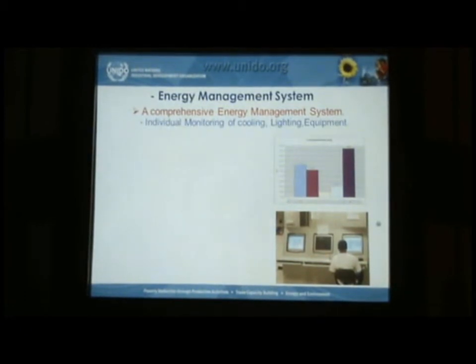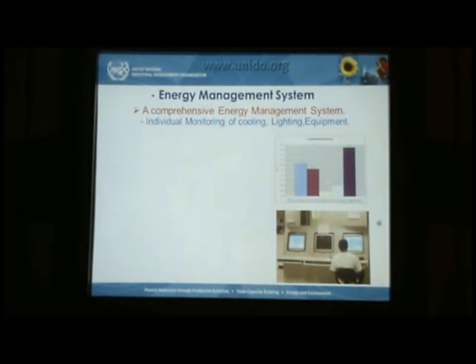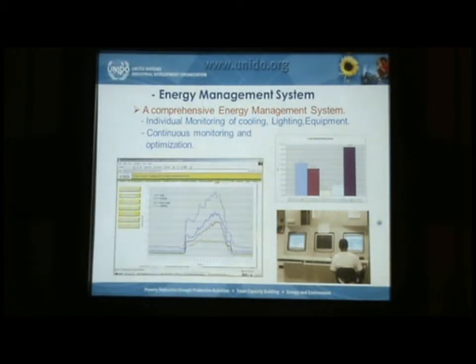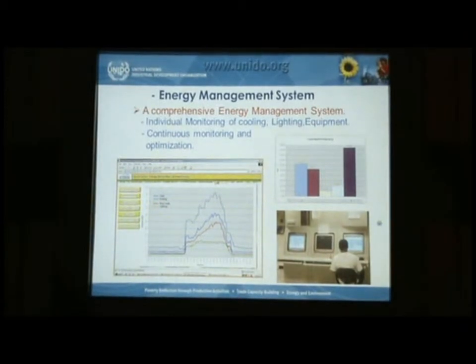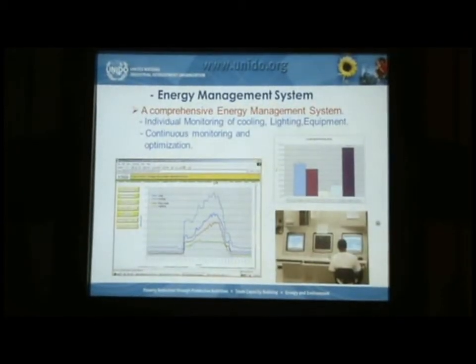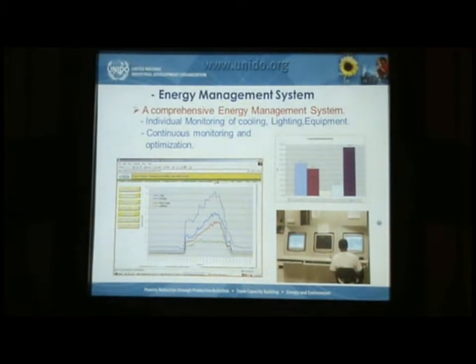A good energy management system is always important, and in the standards it's recommended for buildings which are 4,000 square meters and above. So we find that this is a very useful tool, especially for knowing how much energy you're using, where you're using it, and also to control the amount of energy.